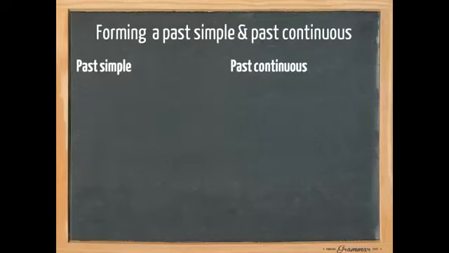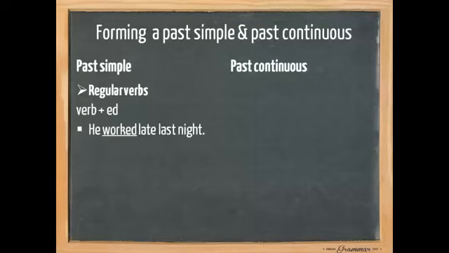First, we're going to have a look at how to form both tenses. As you might know, in the English language, we have regular and irregular verbs, and this is important to remember when forming a past simple. To make a past simple, for the regular verbs, we use the base form of the verb and we add ed. For example, he worked late last night.